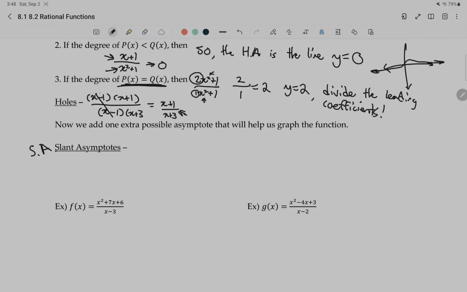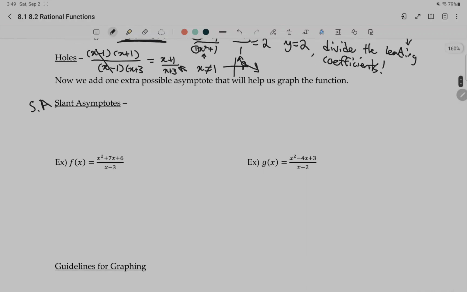However, we need to remember that in the original one, we're not allowed to have x equals 1. So if our graph looks like this and it had an x equals 1 cancel out, there should be a hole right there at x equals 1, because in the original one, we're not allowed to have x equals 1. So that's always something good to remember, or actually it's required when you're graphing a rational function.